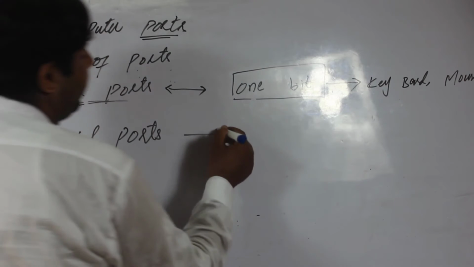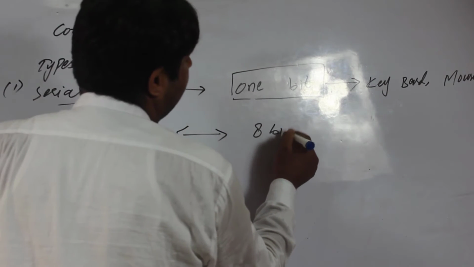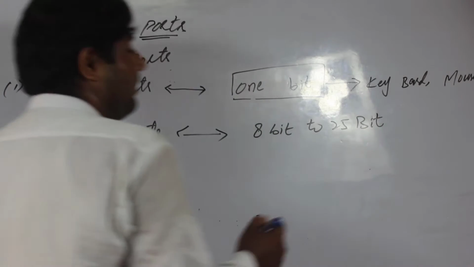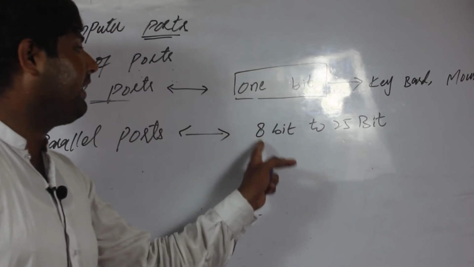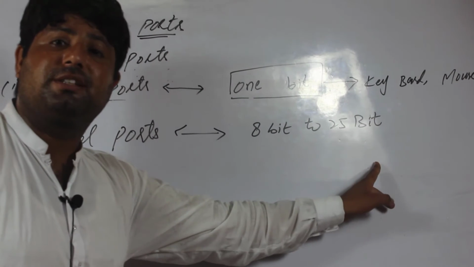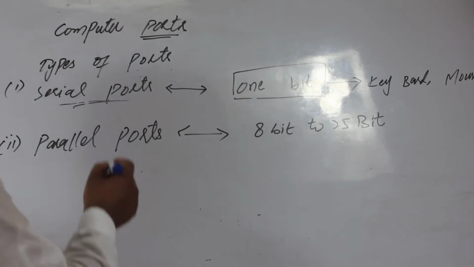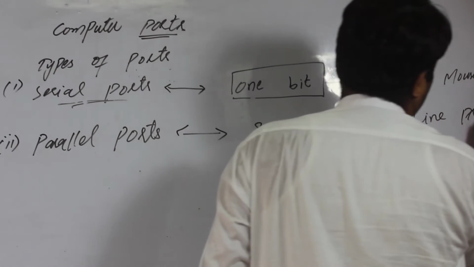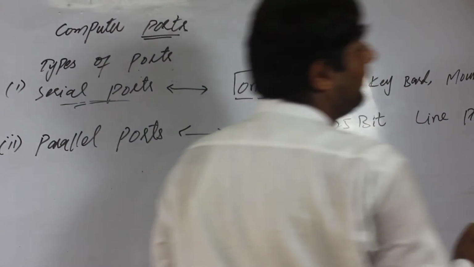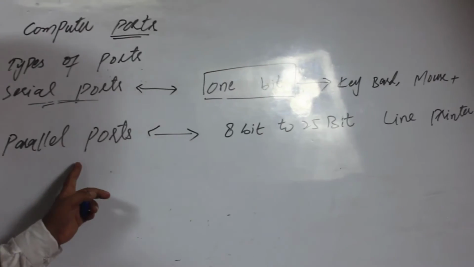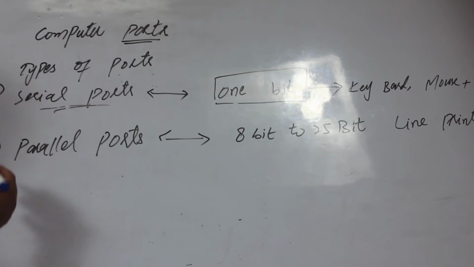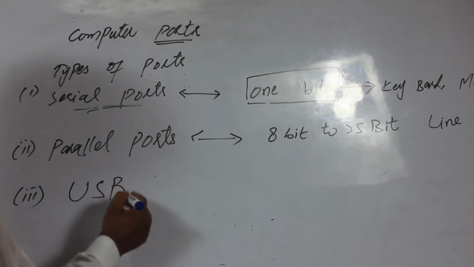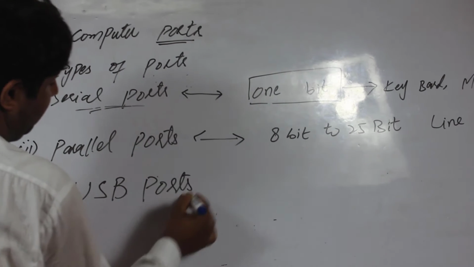It has the ability of 8 bits to 25 bits. It can transfer data of 8 bits to 25 bits, and a use of parallel ports is the line printer. And the third type of port is the USB port.